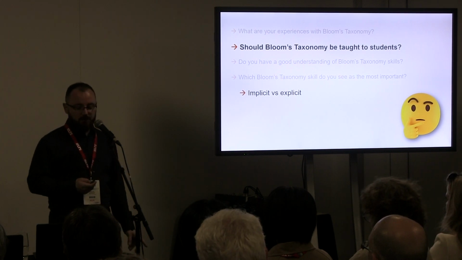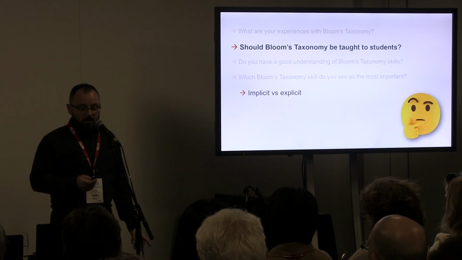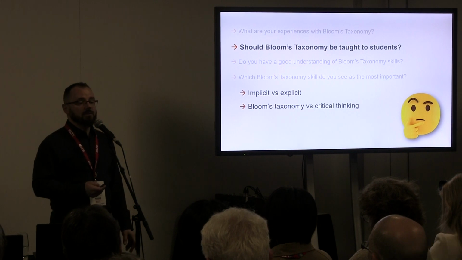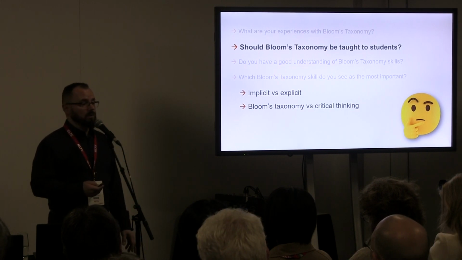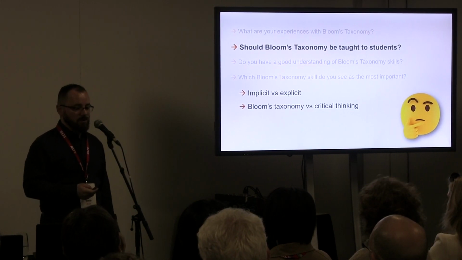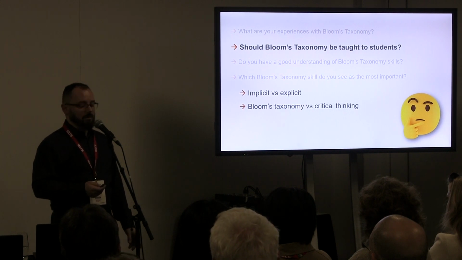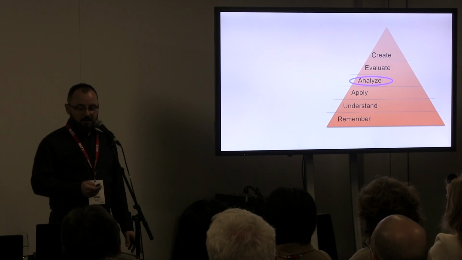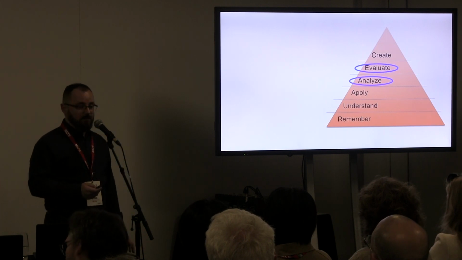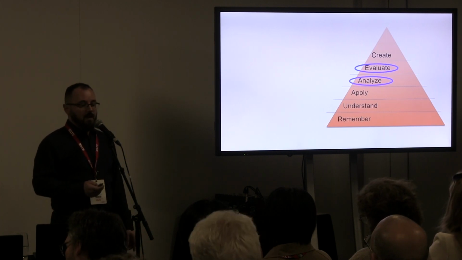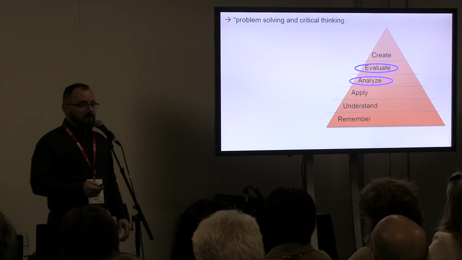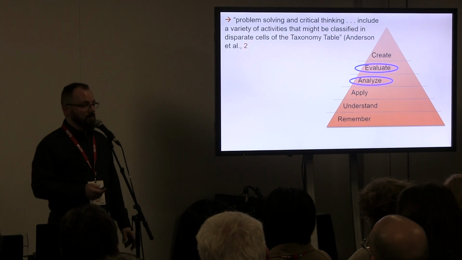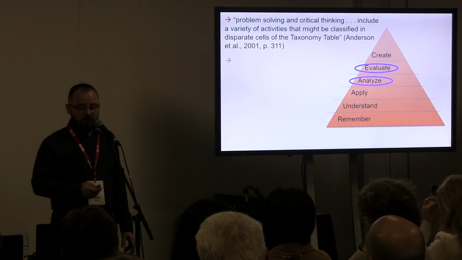Another point that came up was how Bloom's taxonomy relates to critical thinking, on which there is so much focus nowadays in education. So, critical thinking is usually defined as the ability to analyze and evaluate information that we are presented with, but critical thinking also involves all the other Bloom's taxonomy skills, as the authors of the revised taxonomy pointed out.